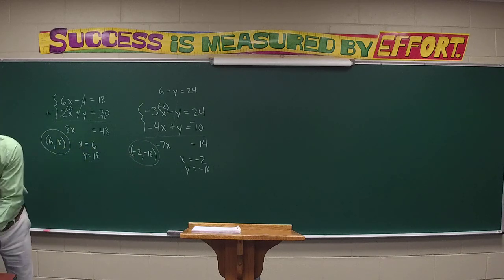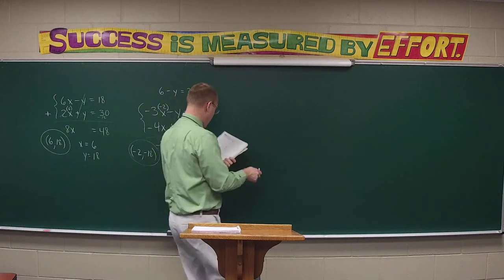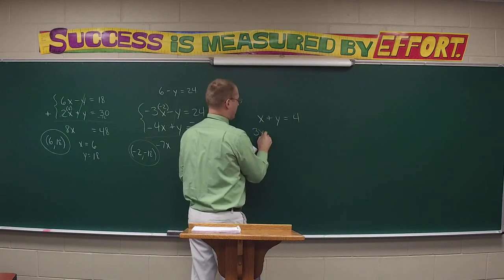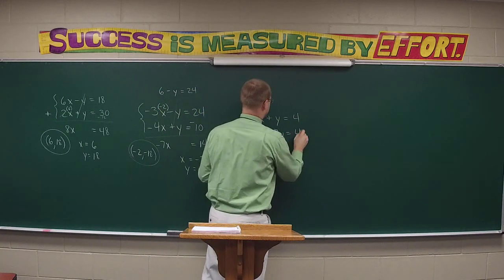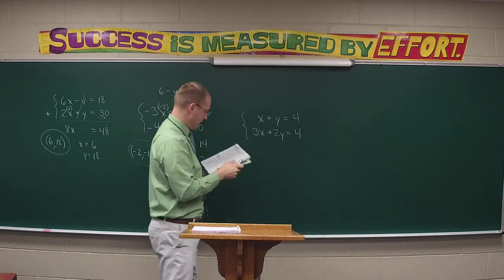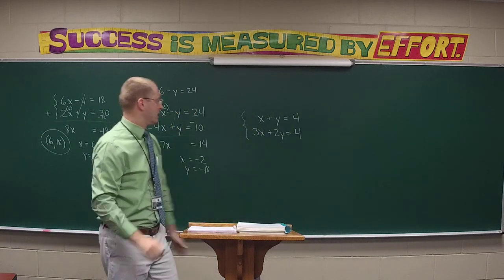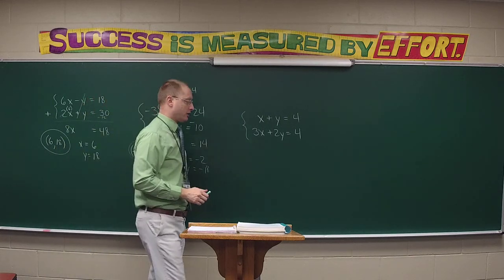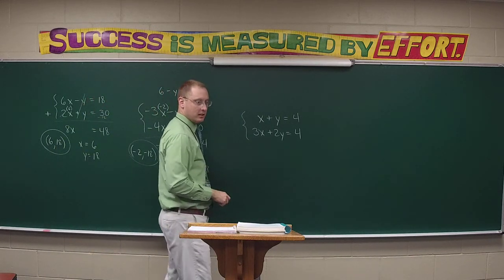All right, let's go to number 5, where we had an x positive y is equal to 4, and a 3x positive 2y is equal to 4 as well. Genesis, we've already got them lined up, which is nice. I need to pick a variable to get rid of. Which letter do you want to eliminate?